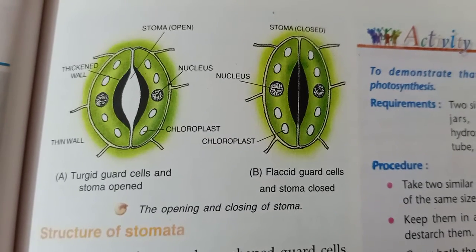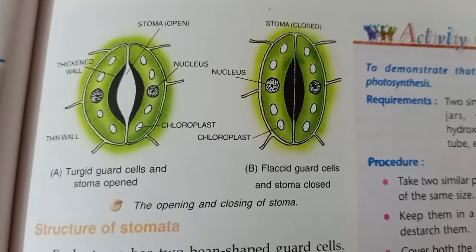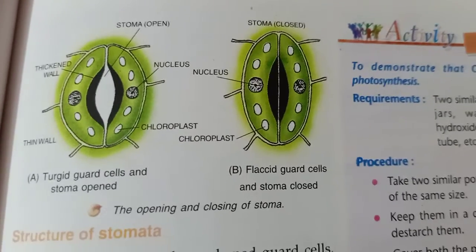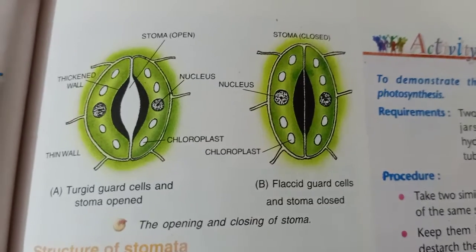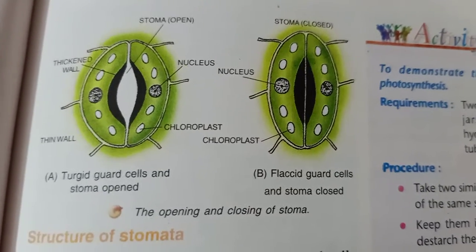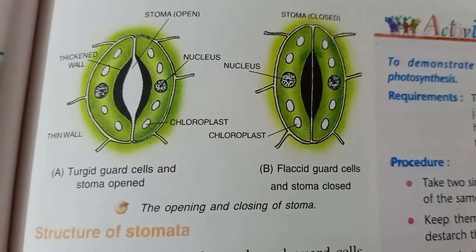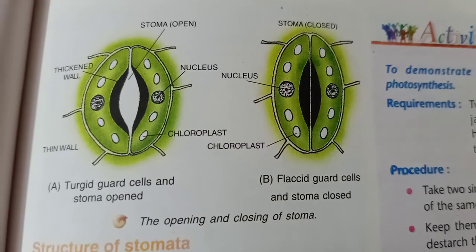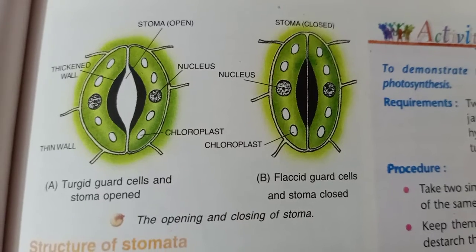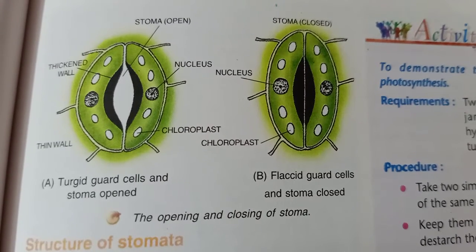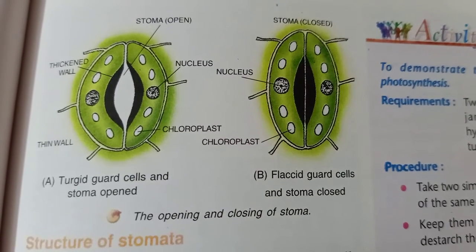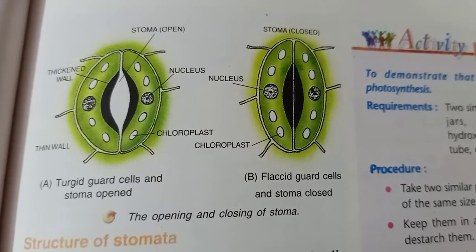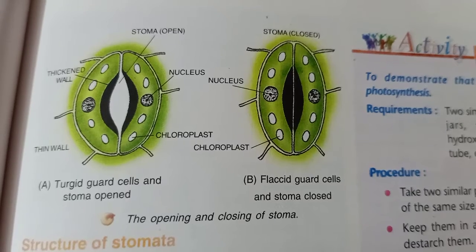You can see part B, the flaccid guard cells and stomata closed. Flaccid means drooping or lacking water, and because of this the cells reduce in size, so the stomata appear closed. You have to draw this diagram in your biology copy as well.